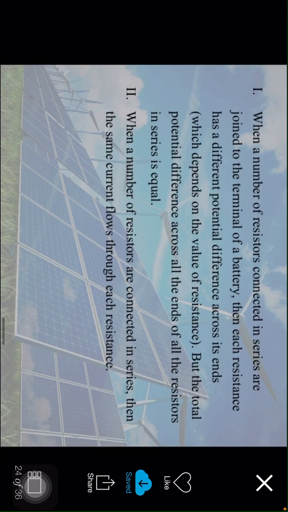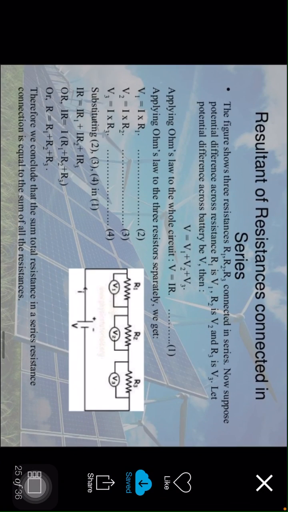When a number of resistors connected in series are joined to the terminals of a battery, each resistance has a different potential difference across its ends, which depends on the value of the resistance. But the total potential difference across all the resistors in series is equal to the battery voltage. When a number of resistors are connected in series, the same current flows through each resistance. Now the resultant resistance when connected in series.